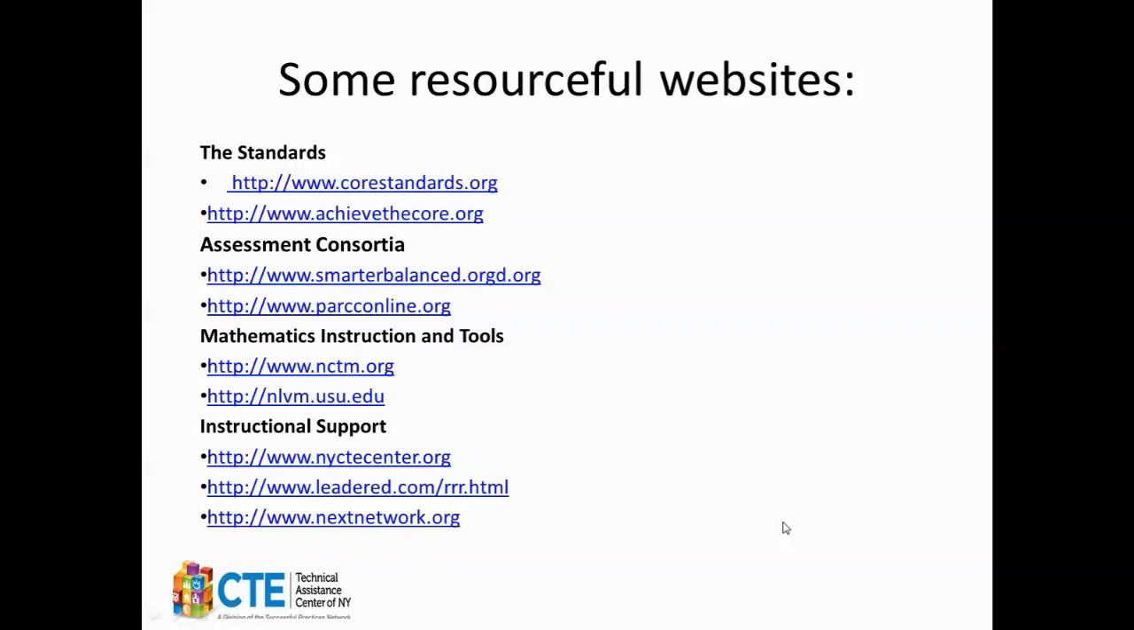Also, I don't know if you've checked this out before. If not, this is a really fun site. Your students will love it. You'll love it. It's the National Library of Virtual Manipulatives. A lot of schools don't have all these manipulatives, or it's difficult to figure out how to use them. Many of them are available in an online format through this website, and it's really fun.